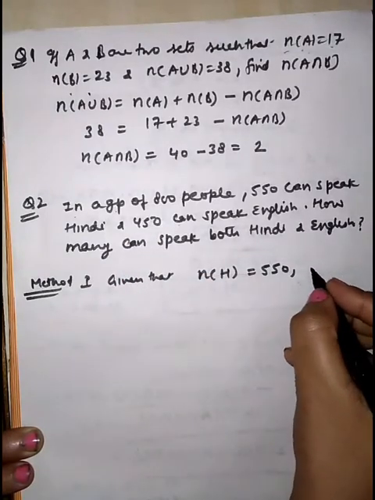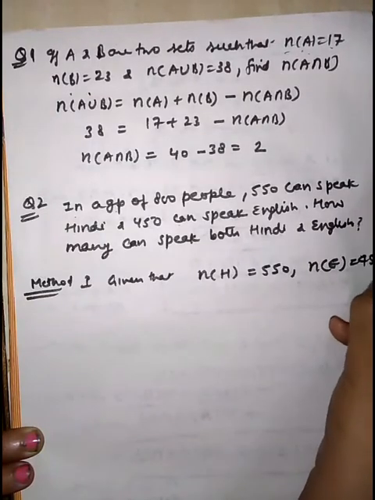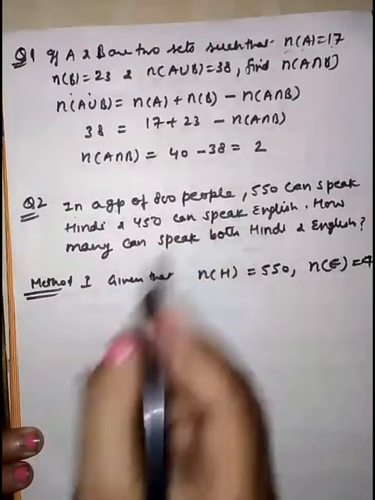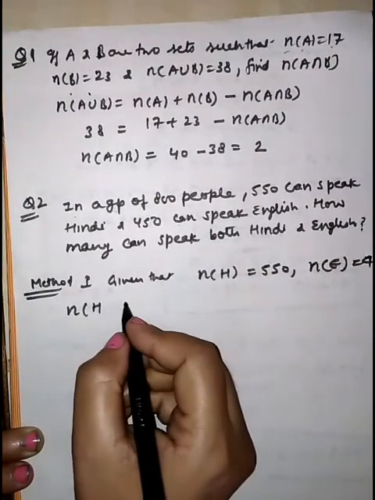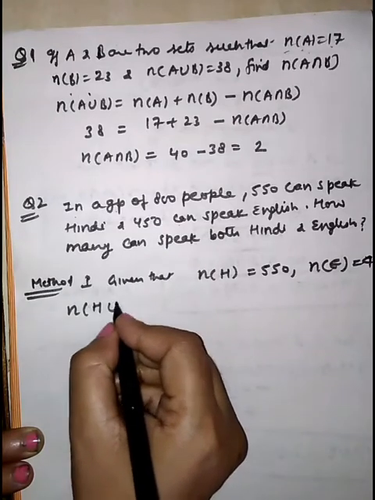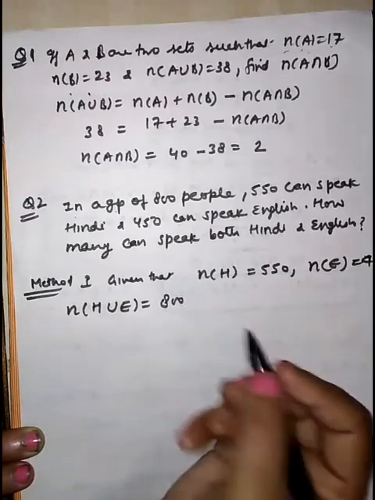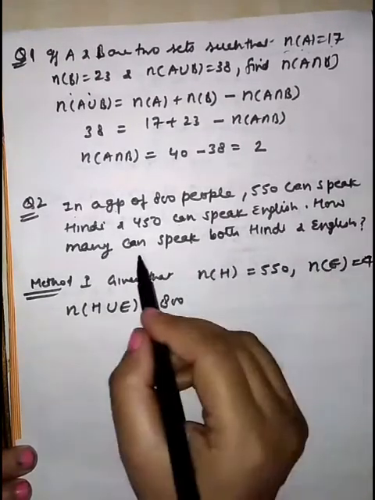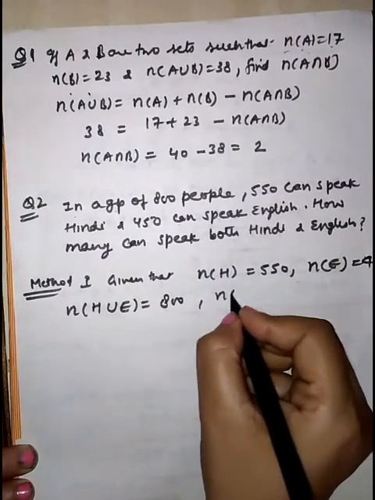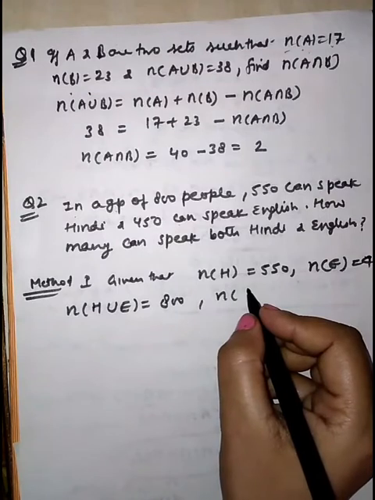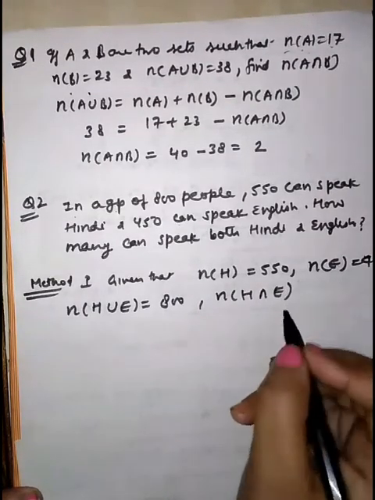450 can speak English. I'm using E for English. n(E) is 450. And the given total talks about the two languages only, Hindi and English. That means n(Hindi union English), the number of elements of Hindi union English, is given as 800 people. And how many can speak both? It means both Hindi and English. You have to find n(H intersection E).